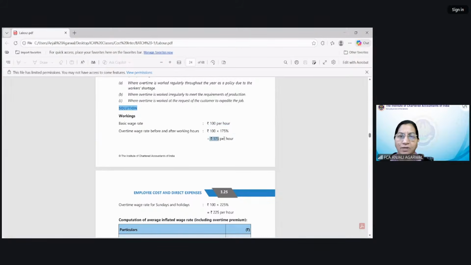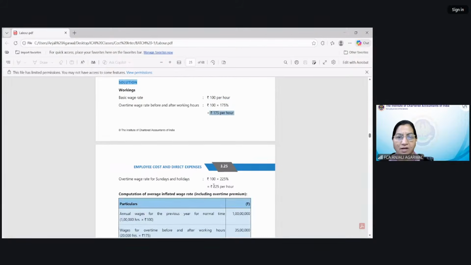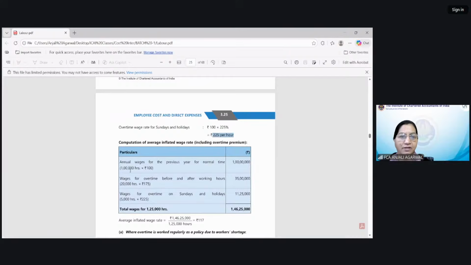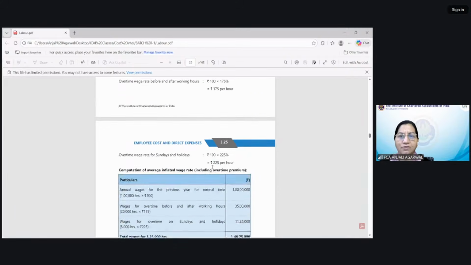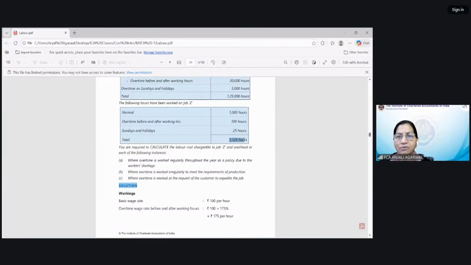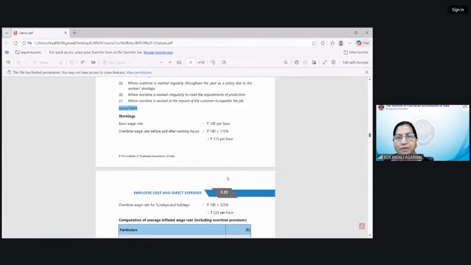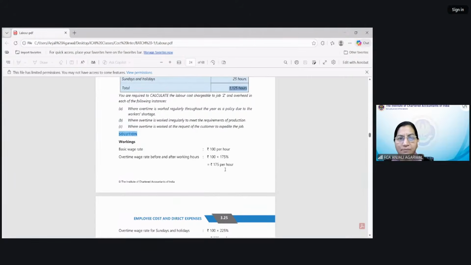overtime during the normal after the work is 175, and on Sundays and holidays it's 225. If you want to find out the inflated wage rate, 100,000 into 100, 1 crore, 20,000 into 175, 35 lakhs, and 5,000 into 225, 11 lakh 25,000. So total payment during the year was 1 crore 46 lakh 25,000 for 1 lakh 25,000 hours. So this gives you an inflated rate of 117. If it is regular, then you will charge the entire job Z, 1125 into 117, as direct employee cost.